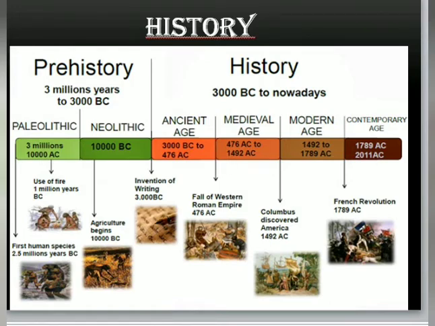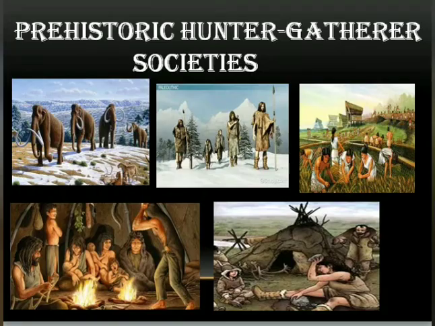You can see how historians divided history into two: prehistory and history, which you had learned last year. Prehistory talks about Paleolithic and Neolithic. They learnt the use of fire and agriculture. In history, they learnt the invention of writing, and it was divided into 4 groups: ancient age, medieval age, modern age, and contemporary age.